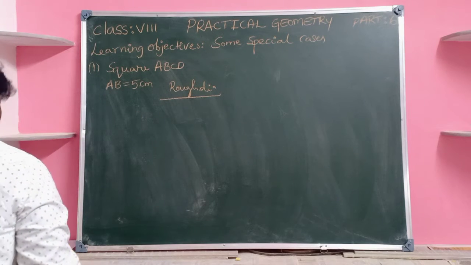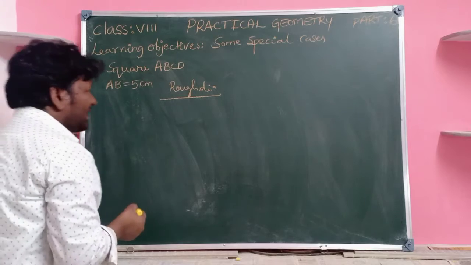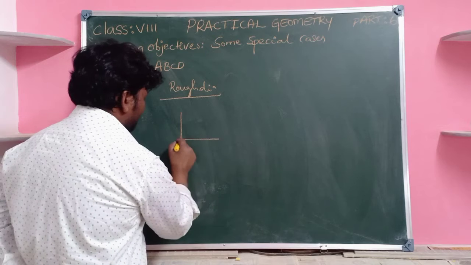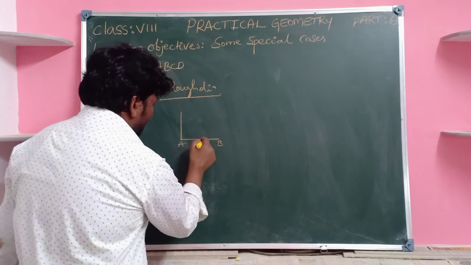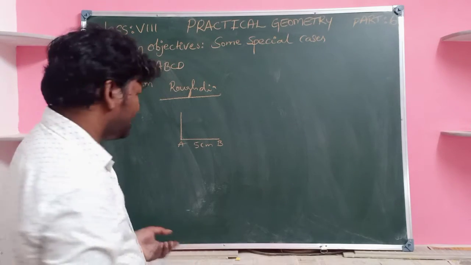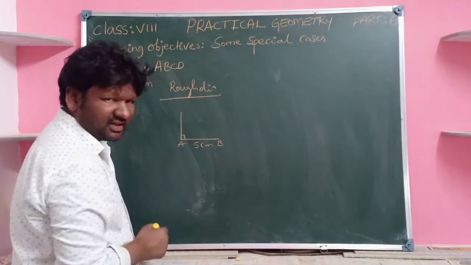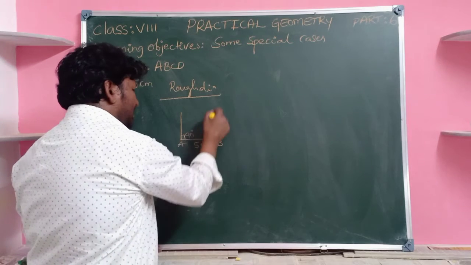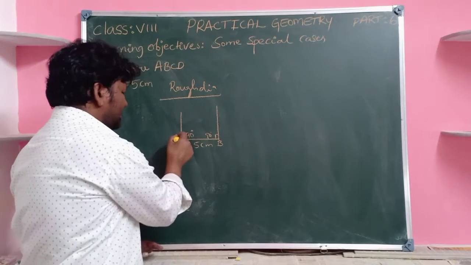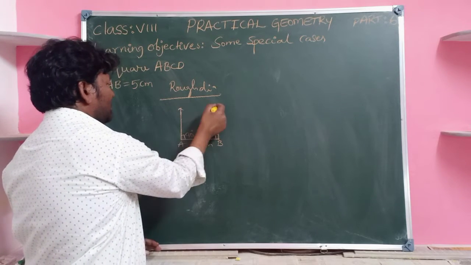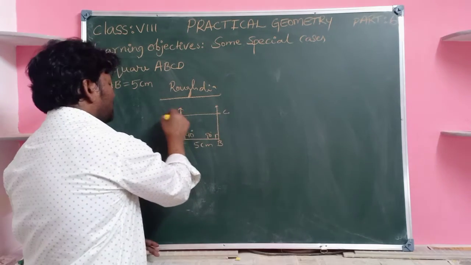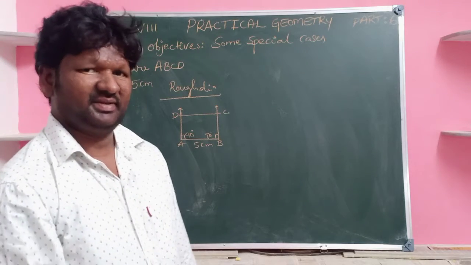Okay, the given square ABCD, AB is equal to 5 cm. A square means all sides are equal. For example, I will construct AB is equal to 5 cm base. Later each angle is equal to 90 degrees. So here at A I will construct 90 degrees and at B also I will construct one more 90 degrees, and I will take A and B as the centers with 5 cm radius. So I will draw the arcs like this and I will join these points. So this is our required square ABCD.